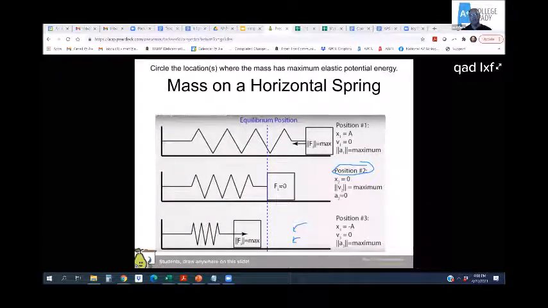We'll talk about the velocity in a minute. It turns out it's going to be a maximum at that location, but we'll come back to that in a second.